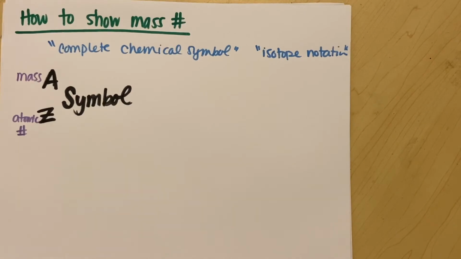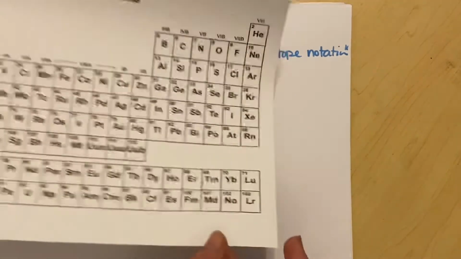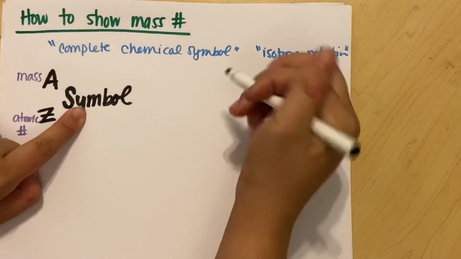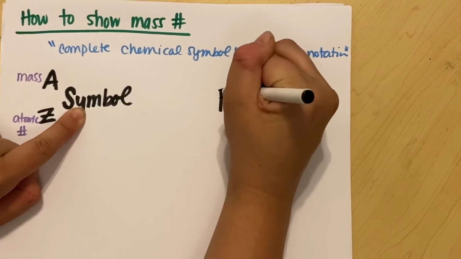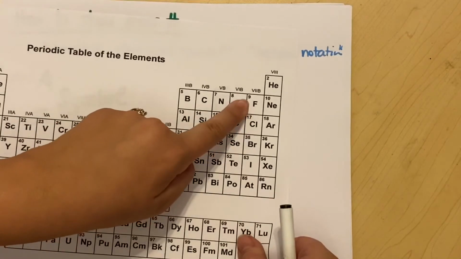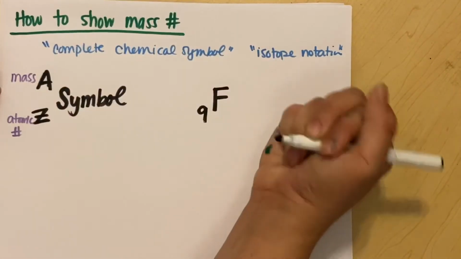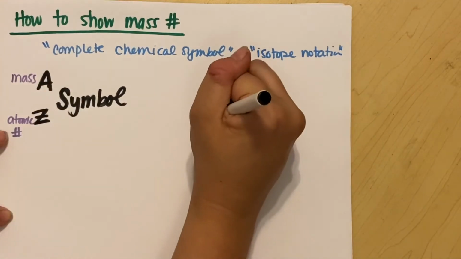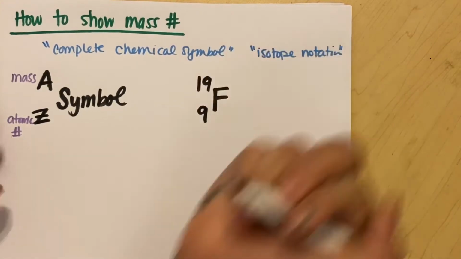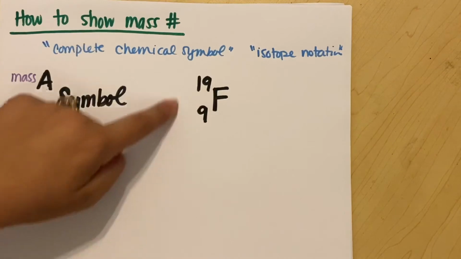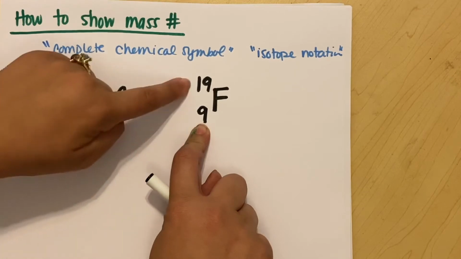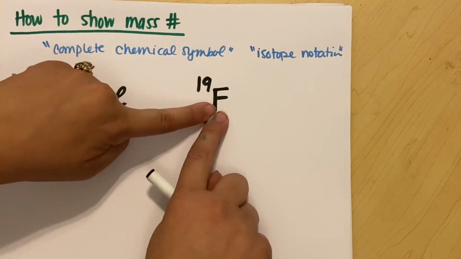If I wanted to look at, for example, fluorine, right? Fluorine right here. So the chemical symbol for fluorine is F, the atomic number for fluorine is 9. And then one of the different types of isotopes of fluorine would have a mass number of 19. So this complete chemical symbol would tell me that this is fluorine, atomic number 9, with a mass number of 19. So this is fluorine 19.